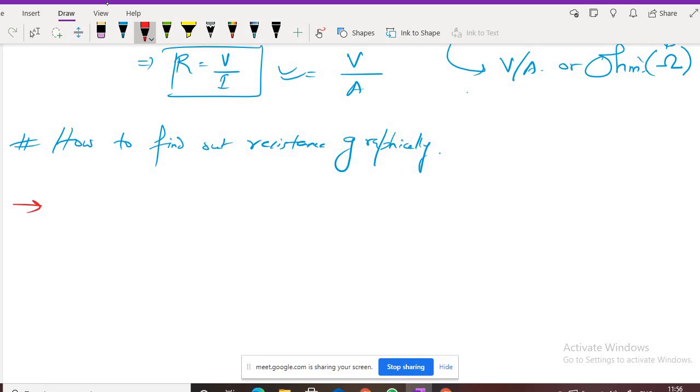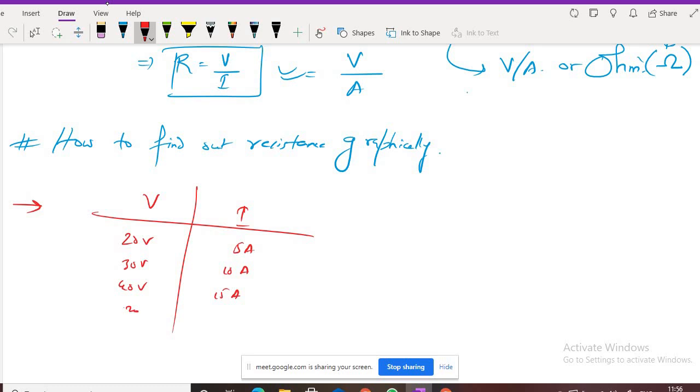Suppose I am giving you a table like this. One side is potential difference, another side is current. Suppose 20 volt 5 ampere, 30 volt 10 ampere, 40 volt 15 ampere, 50 volt 20 ampere. Understood? This is the table given to you. This much clear? Yes, sir.